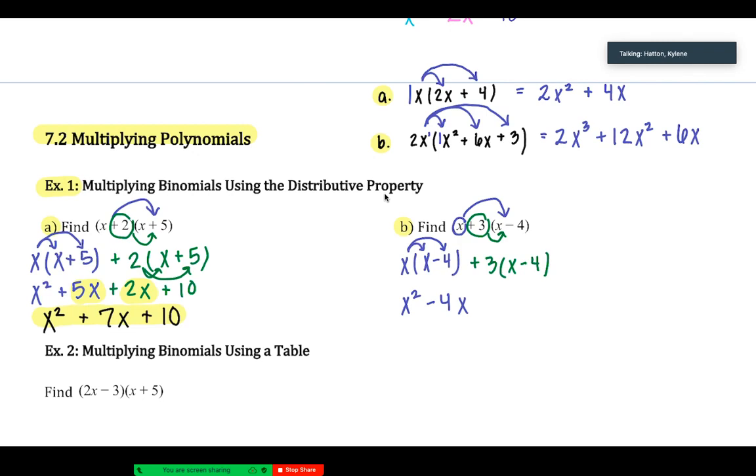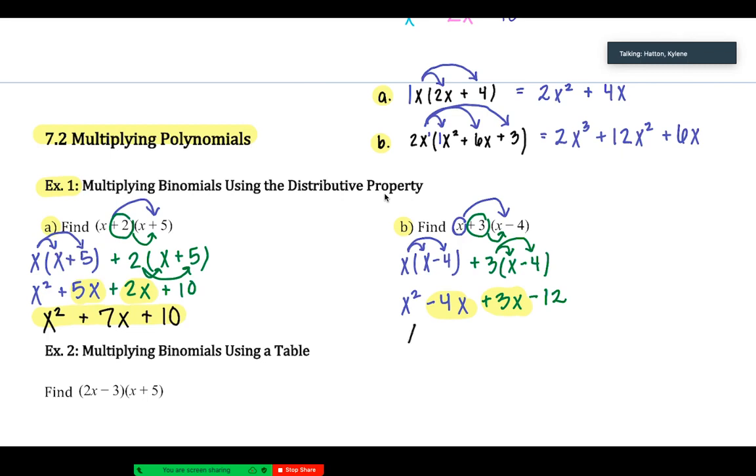And then for the second half, we'll distribute the 3. So 3 times x, that's 3x, or plus 3x. And then 3 times negative 4 is negative 12. And then our distributing is done. We got rid of all the parentheses. So now we just need to check for like terms. So the only like terms are negative 4x and positive 3x. So we can go ahead and combine those and bring everything else down.